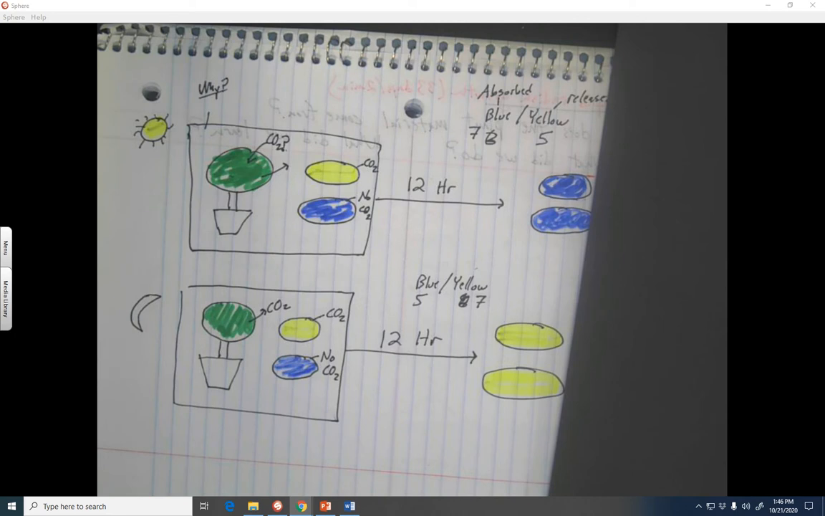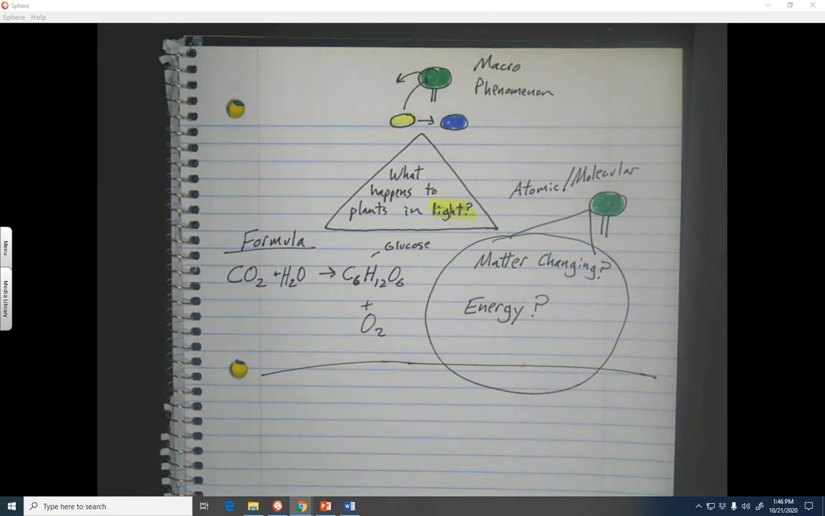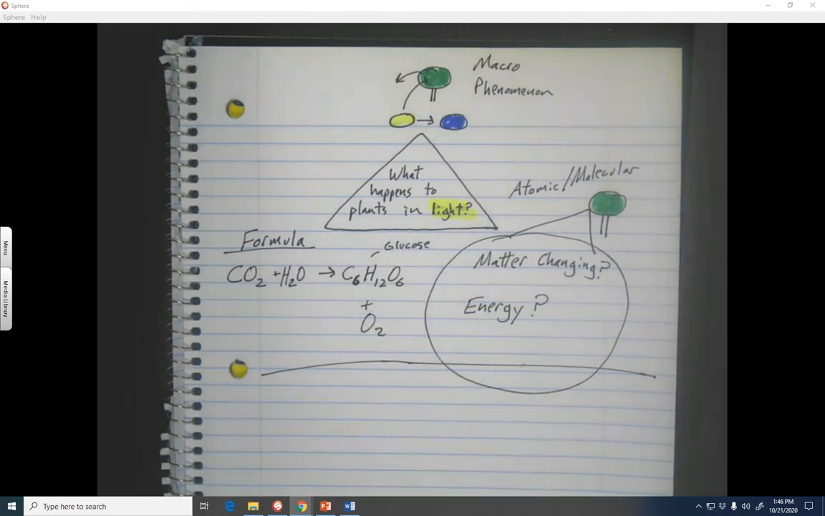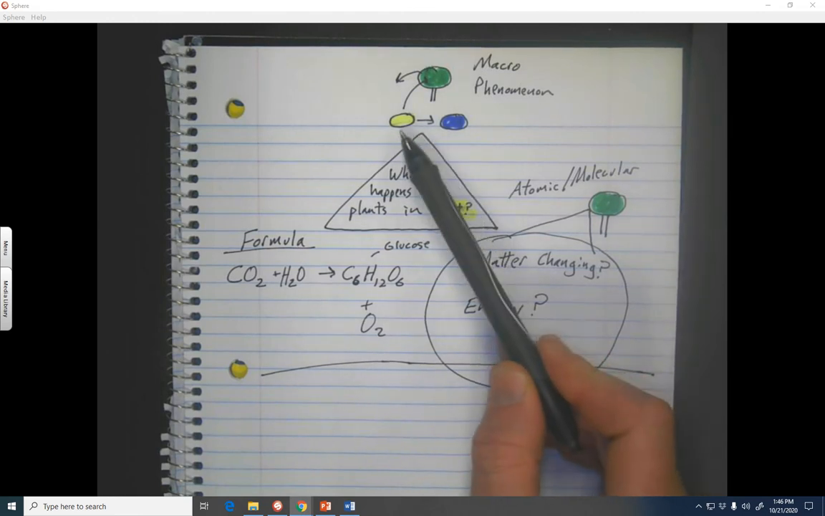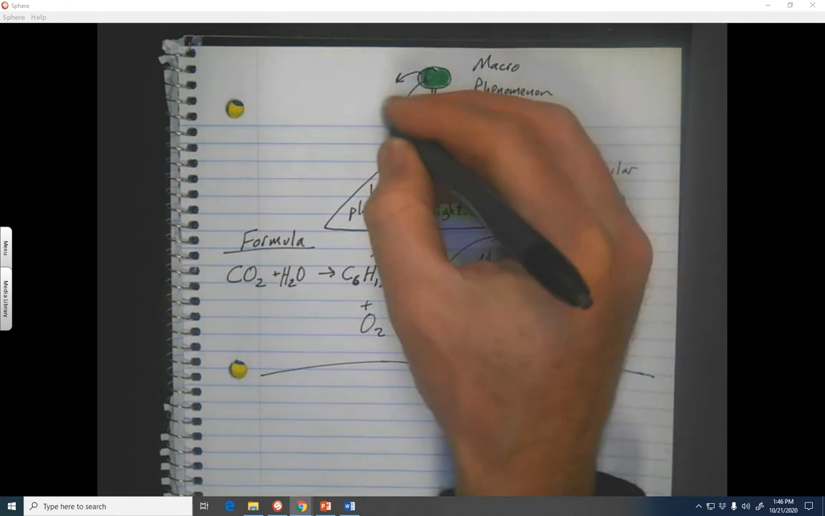So we made those observations, and then your task is to explain what is happening and why. So you are assigned to draw a triangle that explains this. And let me show you what that looks like. So in your task, you need to draw two triangles, one for light and one for dark. I have the examples shown here. What happens to plants in the light? We add our phenomenon. We know that the BTB changed from yellow to blue. We know that CO2 is being released.